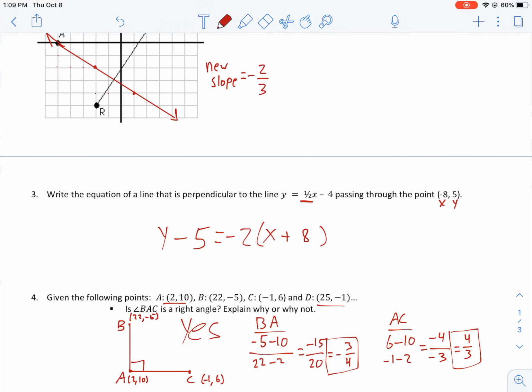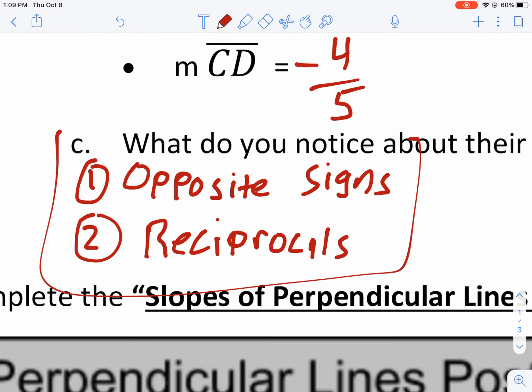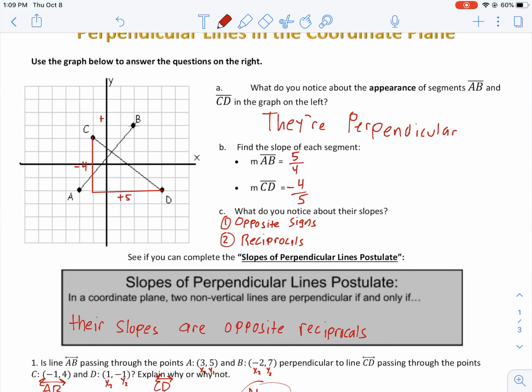So that's perpendicular lines, all right? You just got to remember those two things right here, all right? They're opposite signs and they're reciprocals. So go ahead and try the practice, all right?